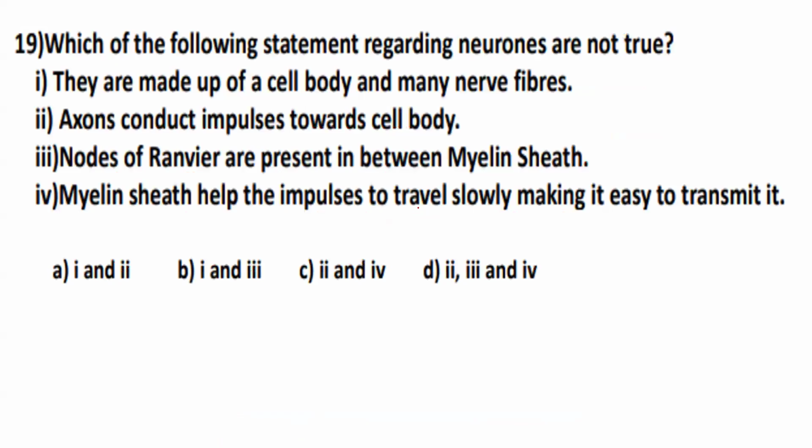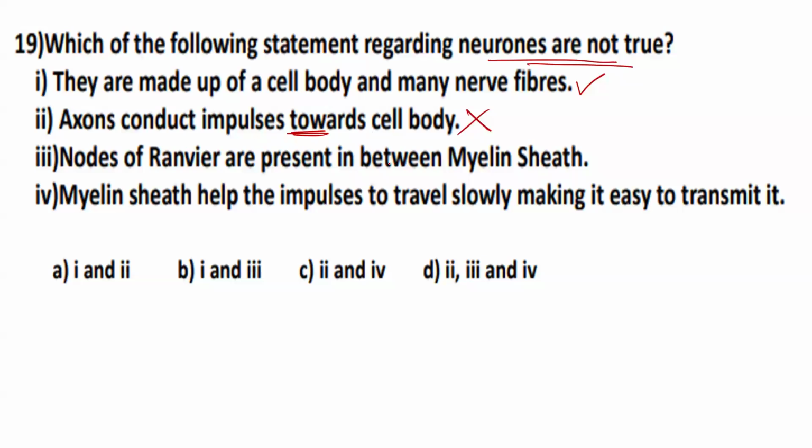Okay, let's move on to the 19th question. Which of the following statements regarding neurons are not true? They are made up of cell body and many fibers. Correct. Axon conducts impulses towards the cell body. Wrong. Axon conducts impulses away from the cell body. A for away, A for action, no?